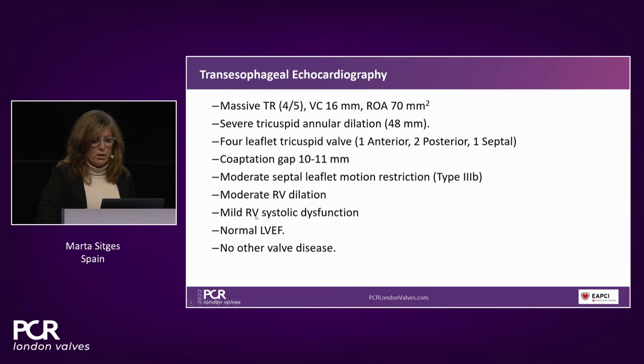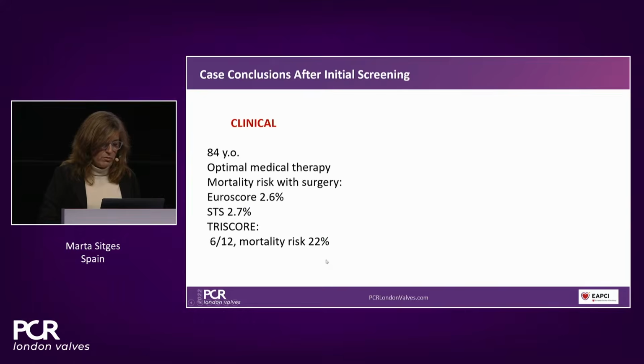And this is the summary of the findings. We said it was a massive tricuspid regurgitation. Orifice area was estimated 70 millimeters square. There was severe annular tricuspid dilatation, 48 millimeters, 4-leaflet tricuspid valve. Coaptation gap as measured in the transgastric was around 10 millimeters, moderate septal leaflet restriction, and dilated right ventricle.